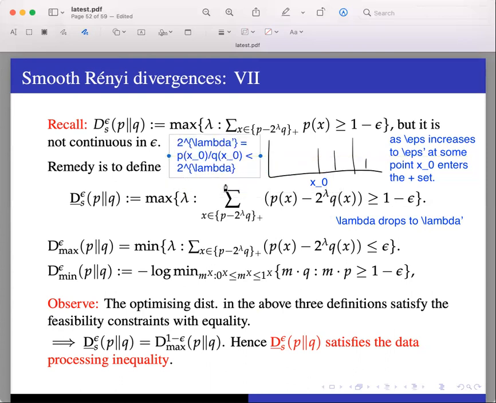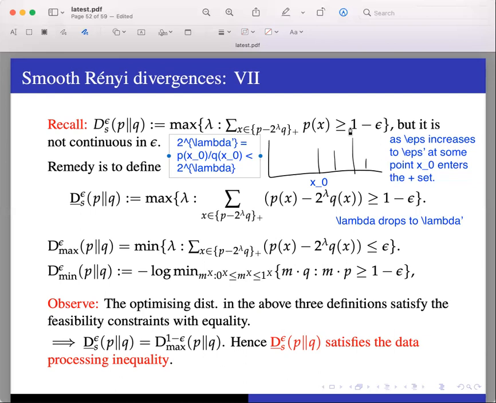Okay. So let's give a name to the ratio px naught by q. That is 2 to the power lambda prime, which is less than 2 to the power lambda. So as epsilon increases to epsilon prime, at some point x naught will enter the plus set. That is because even after adding x naught, the probability out here is larger than 1 minus epsilon prime.